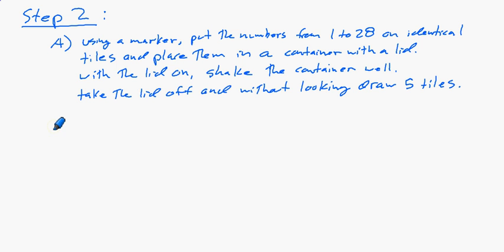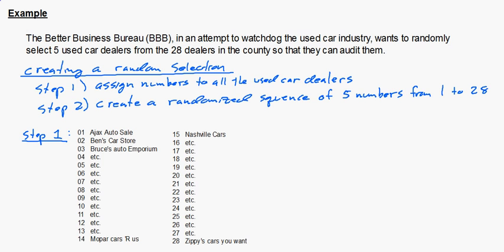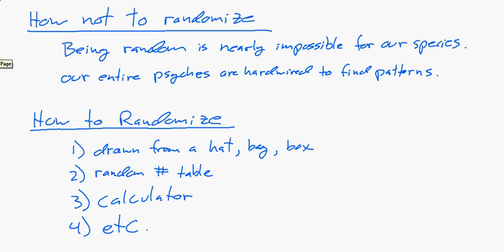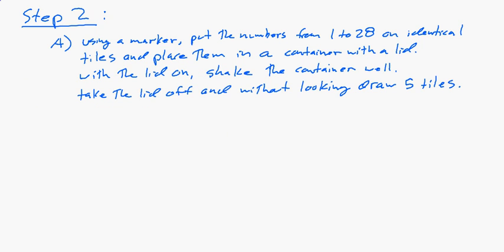I'll go through 3 different methods for generating a random sequence of numbers. The same 3 that I outlined here: the drawing kind, random table, and calculator. So, using a marker, put the numbers from 1 to 28 on identical tiles. Key is identical. If the tiles aren't all the same, then the chance of grabbing them are different. So they have to be identical tiles.